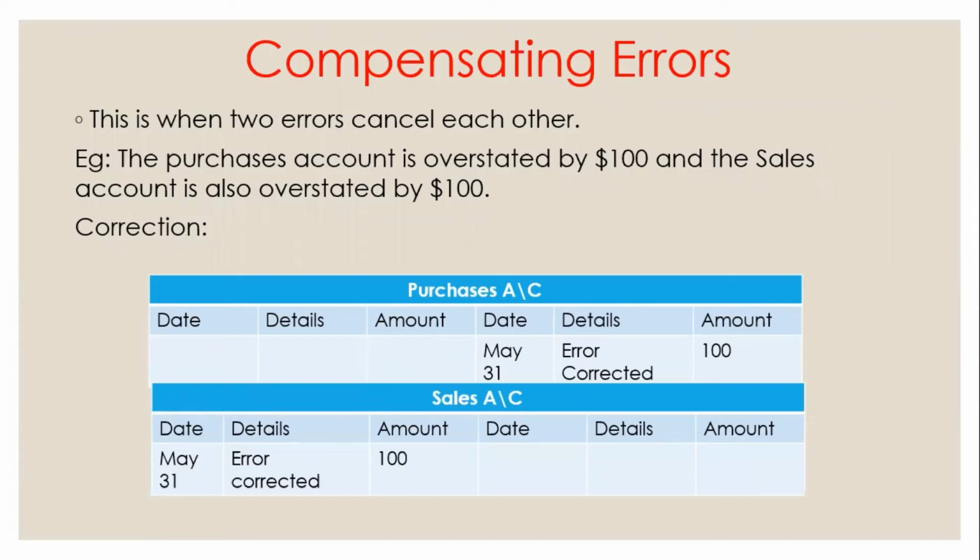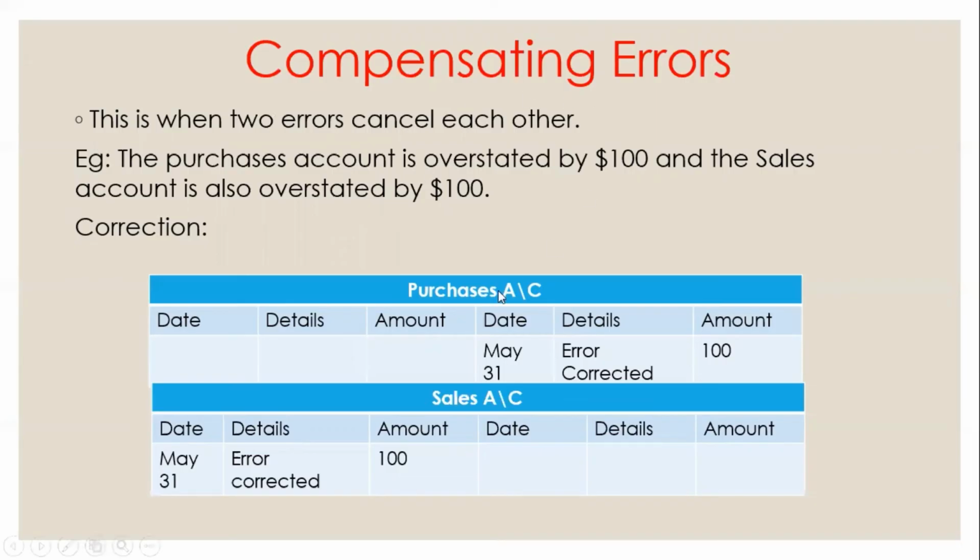Then we move on to the next error, compensating errors. And this is when two errors cancel each other out. So for example, the purchases account is overstated by $100 and the sales account is also overstated by $100. You can then understand why the trial balance would still be balanced, right? Because the purchases account carries a debit balance, the sales account carries a credit balance. It therefore means that the debit column of the trial balance would be overstated by $100, as will the credit side of the trial balance as well.